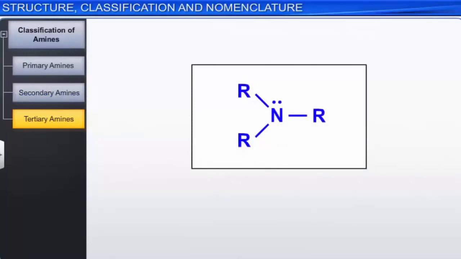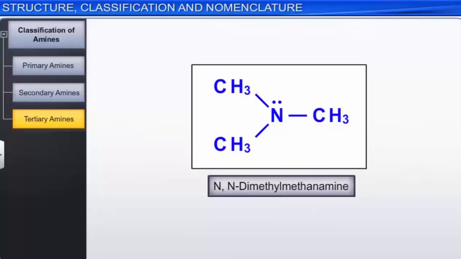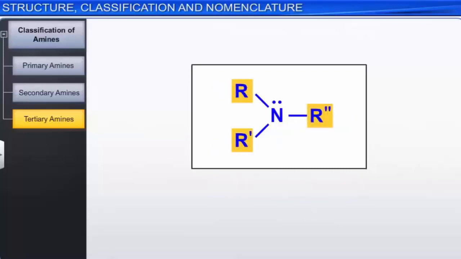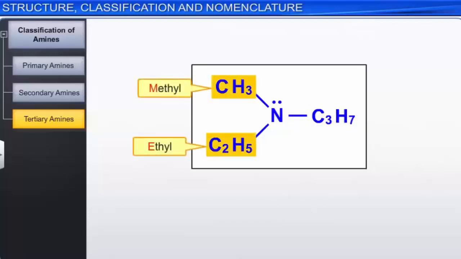In tertiary amines, if all the alkyl groups are the same, then two alkyl groups are treated as side chains and one is named alkanamine. Thus, the following tertiary amine is named N-dimethylmethanamine. If all the three alkyl groups in tertiary amines are different, then the alkyl group with the more number of carbon atoms is treated as the principal chain and is named as alkanamine. The remaining two alkyl groups with the less number of carbon atoms are treated as side chains. Alphabetical order should be followed while naming the two alkyl groups. For example, this tertiary amine with three different alkyl groups is named N-ethyl N-methyl propanamine.